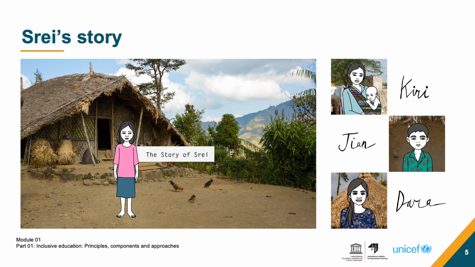However, many challenges still remain, not least because education systems are slow to address persistent inequalities and exclusion from educational opportunities. Srey's story that you had a chance to watch earlier is a stark reminder that many systems continue to be ill-equipped to meet the needs of every learner at school and in the classroom. Srey, Kiri, Chian, and Dara are just 4 examples of young people who, for different reasons, suffer from exclusion.